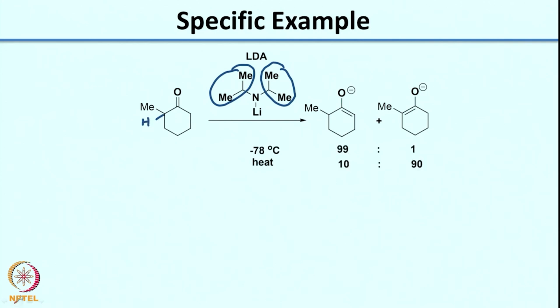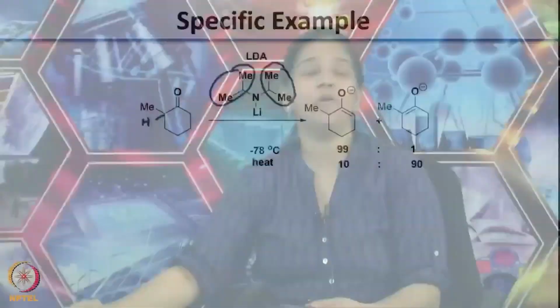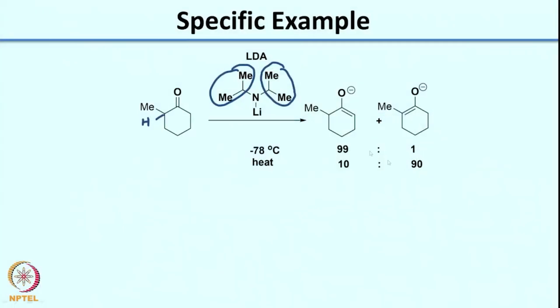If you do this reaction under kinetic control, which is minus 78 degrees, the major product you get is the one corresponding to the kinetically controlled product. So, you get 99% of the kinetically controlled product. Whereas with the same base, if I heat the reaction, I am letting it equilibrate and allowing the molecules to also go through the higher energy barrier. What I end up getting is more of the thermodynamically controlled product. So, by cleverly choosing the reaction conditions, I can get either the thermodynamically controlled product or the kinetically controlled product.